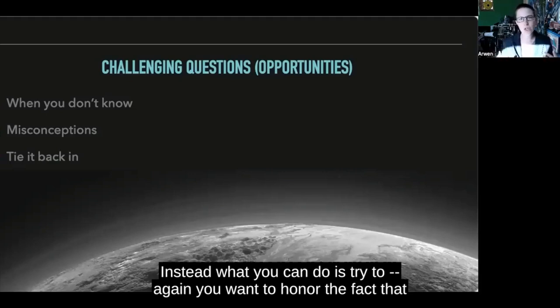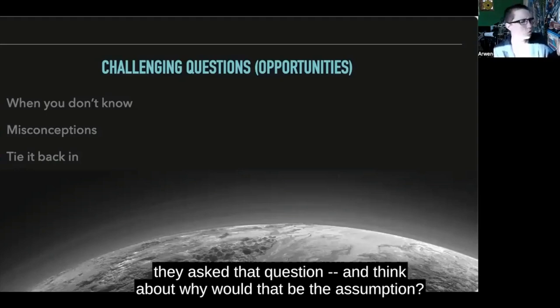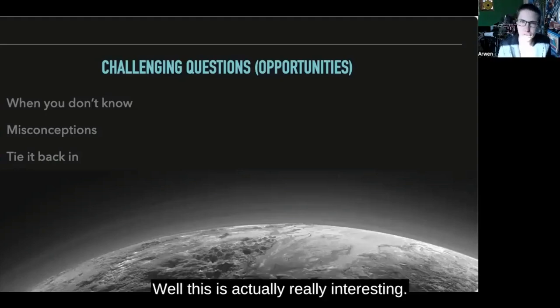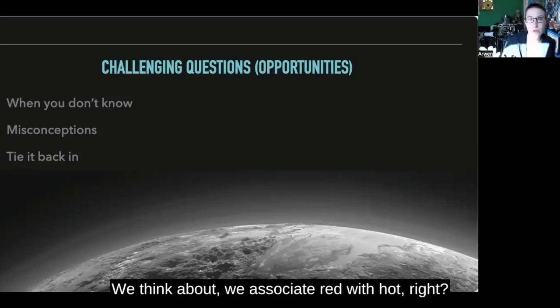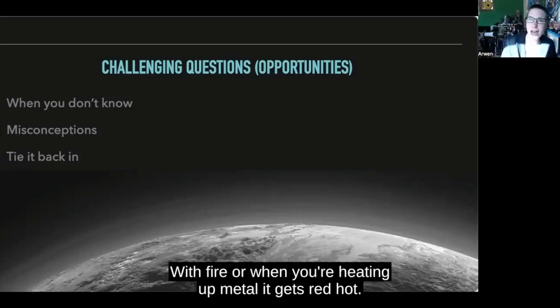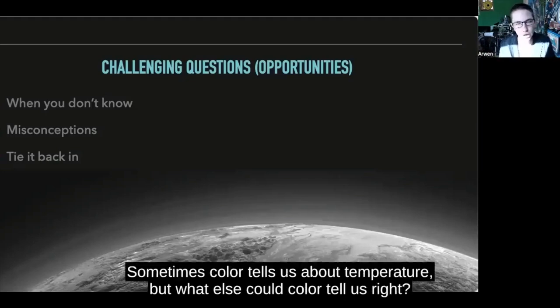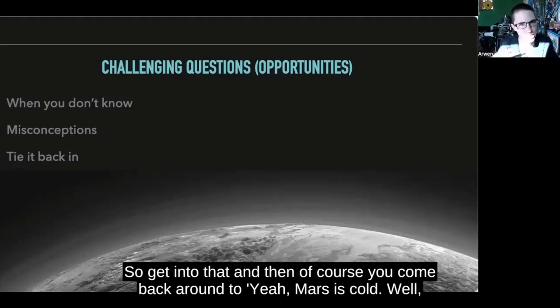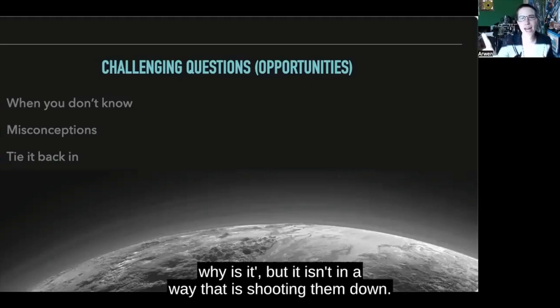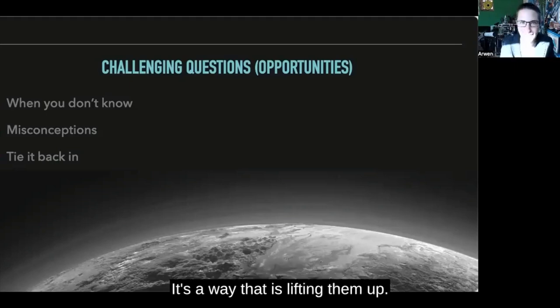Instead, what you can do is, again, you want to honor the fact that they asked that question and think about why would that be the assumption? Well, this is actually really interesting. We associate red with hot, right? With fire, or when you're heating up metal, it gets red hot. But, well, what does color tell us? Sometimes color tells us about temperature, but what else could color tell us, right? So get into that. And then, of course, you come back around to, Mars is cold. Well, why is it? But it isn't in a way that is shooting them down. It's in a way that is lifting them up.